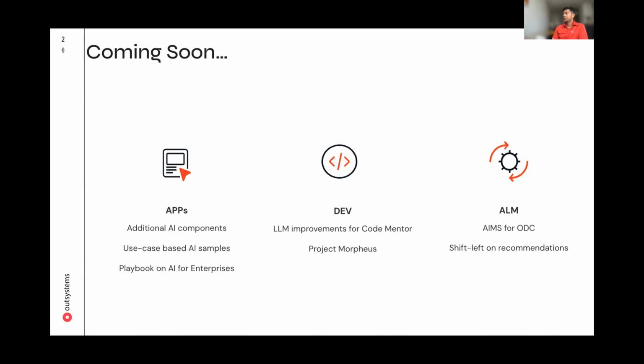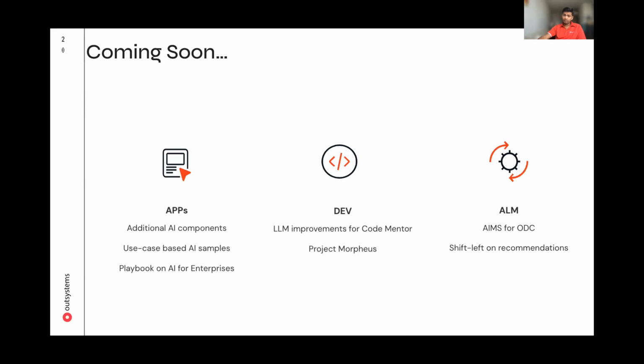Now this slide, which is in front of us, talks about our vision when it comes to AI. Again, it is focusing on these three aspects: how you can improve application capabilities where additional AI components can be infused. Then we are planning to provide more use case based AI samples, and then there would be a playbook on AI for enterprises. So that's what we are trying to get from the application landscape.